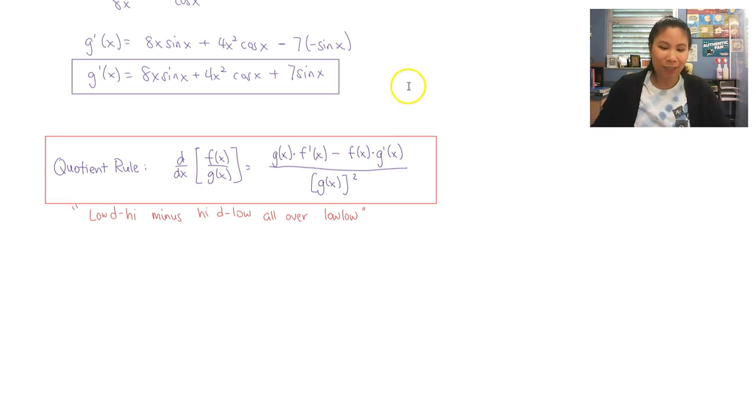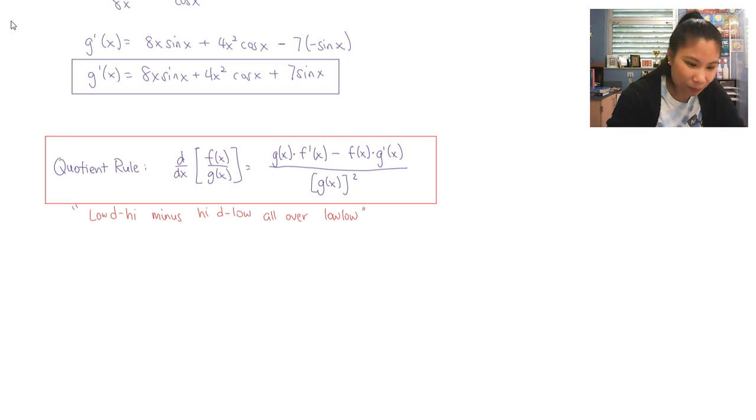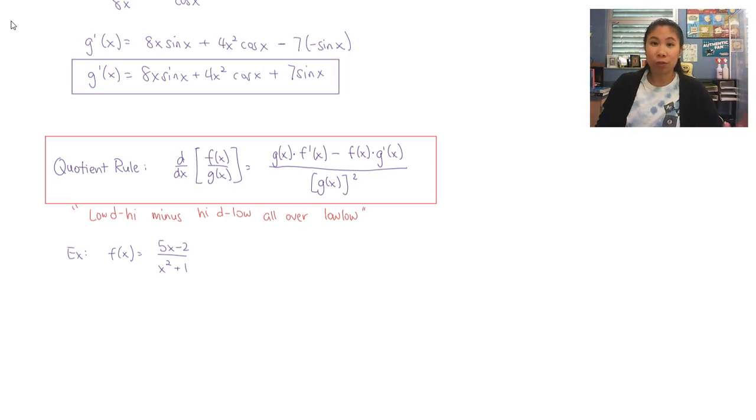When I use this rhyme, let me use an example. That way we can kind of see how this works. Let's say, for example, I had the original equation of 5x minus 2 over x squared plus 1. Okay, so clearly I have two things being divided, so I would need to use the quotient rule because I got that fraction in there.